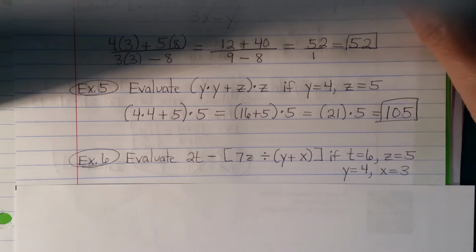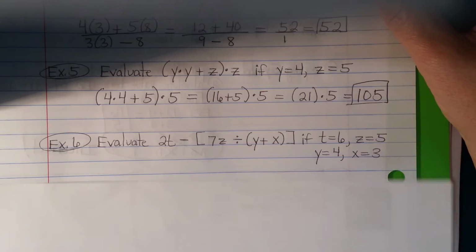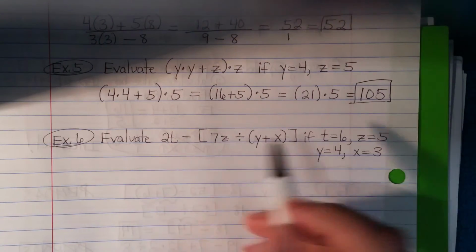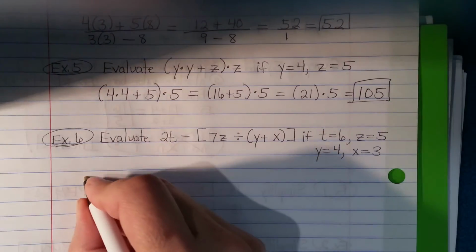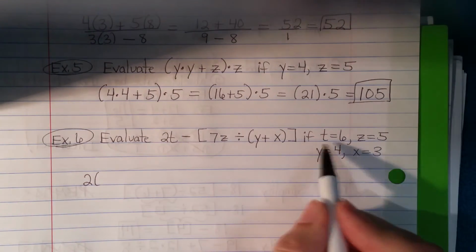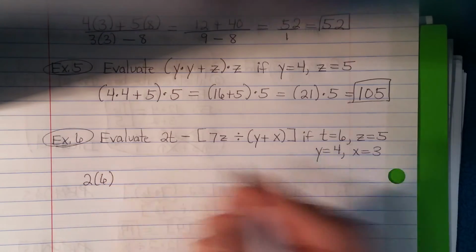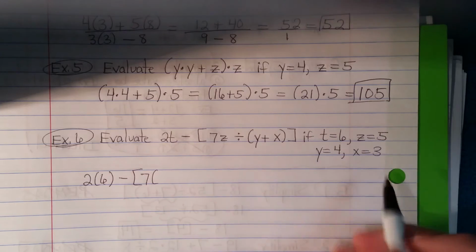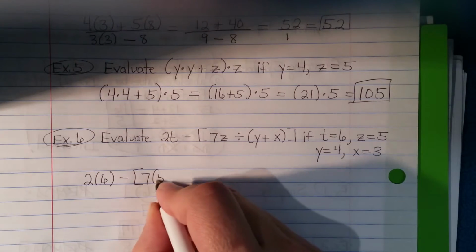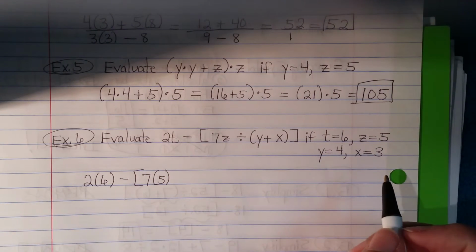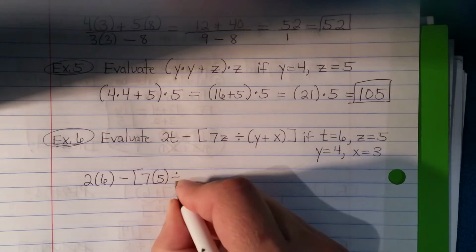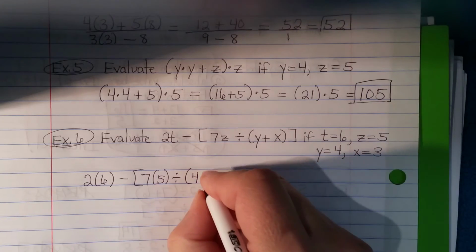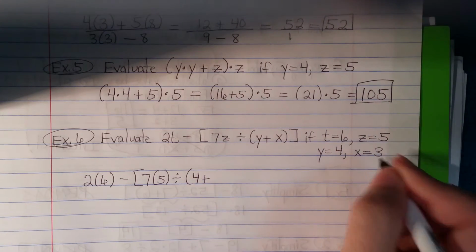And last but not least, one more evaluation problem. In this case, we have 4 variables. The t is 6, so I'm plugging in 6 minus bracket 7 times 5. The biggest danger is plugging the wrong number into the wrong variable. Divided by y is 4 plus 3.